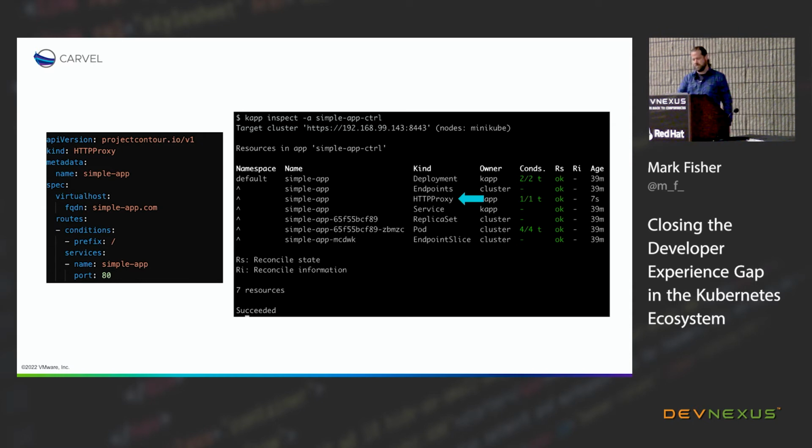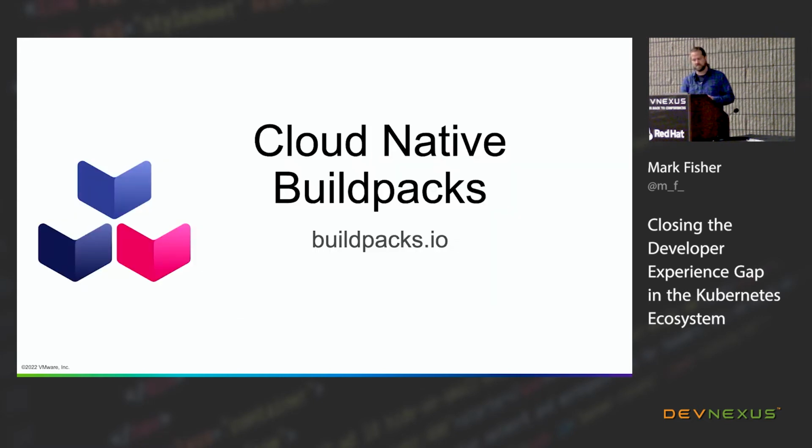And if we add that to the Git repo that we were talking about earlier and push, then the underlying app CR will see that change and create the HTTPProxy, so that the next time we do a kapp inspect, we see, in addition to what was there before, we also have an HTTPProxy now. Okay, so that's a very quick overview of Carvel, just to understand these layers. There's a lot more to it.